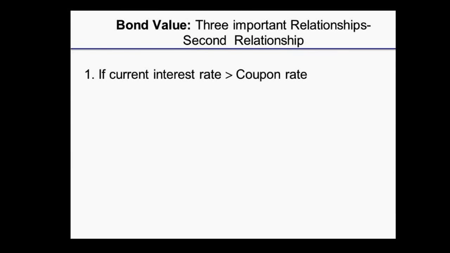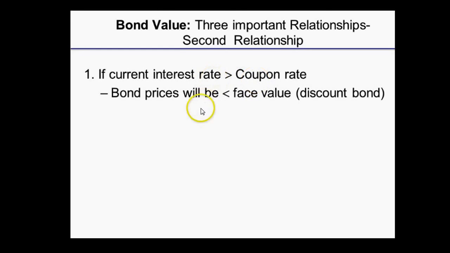The second relationship that you need to understand is that if the current interest rate on a bond is greater than the coupon rate, then the bond prices will be less than the face value, which means that the bond will sell at a discount from its face value.